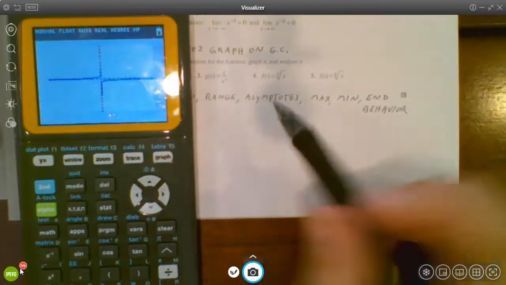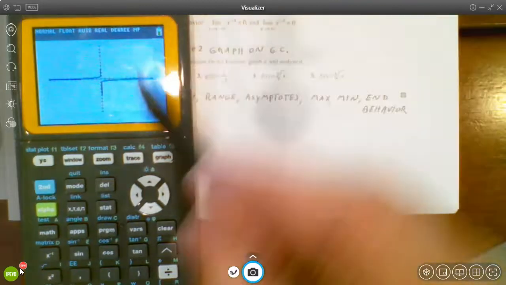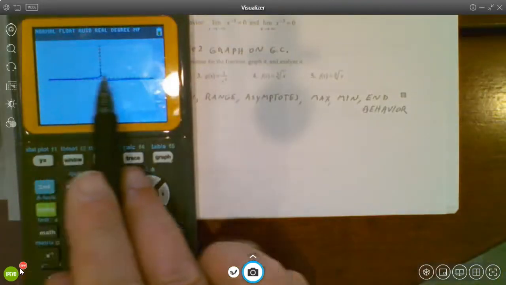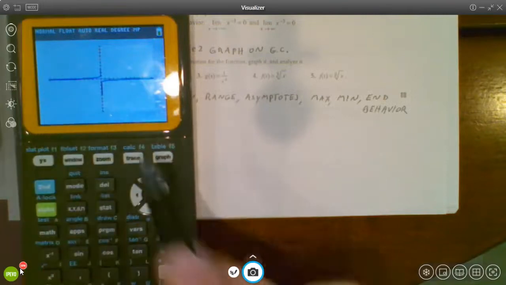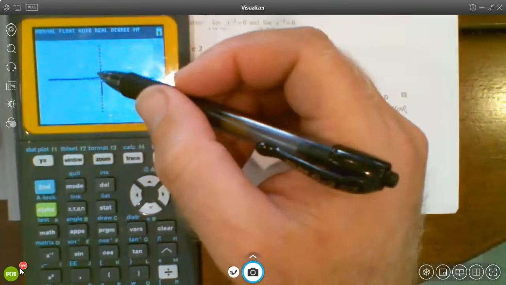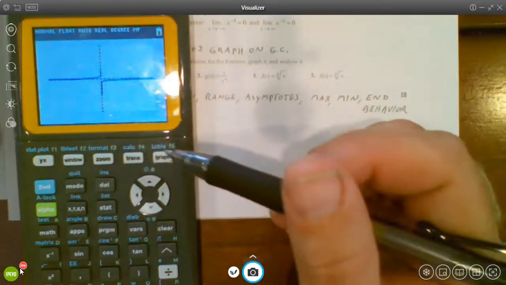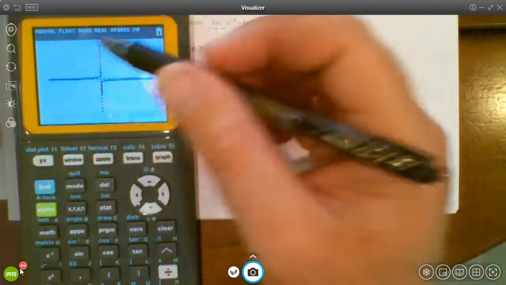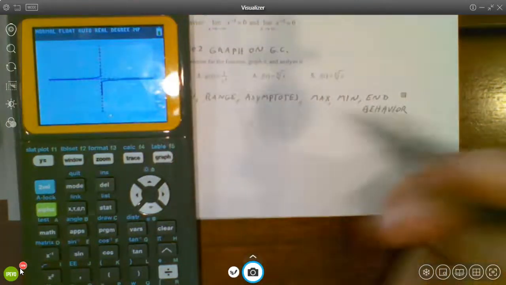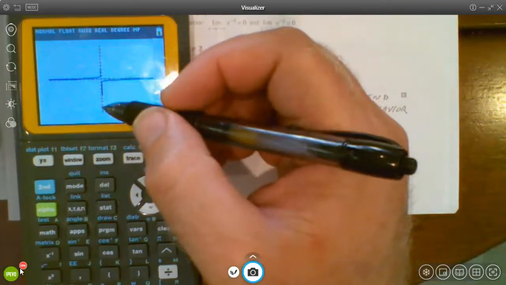The asymptotes, so you can see my vertical asymptote is x equals 0. My horizontal asymptote is y equals 0. As far as a max or min goes, since this graph approaches infinity forever, there is no local max. We would simply say its maximum is that it approaches positive infinity, and the minimum approaches negative infinity.